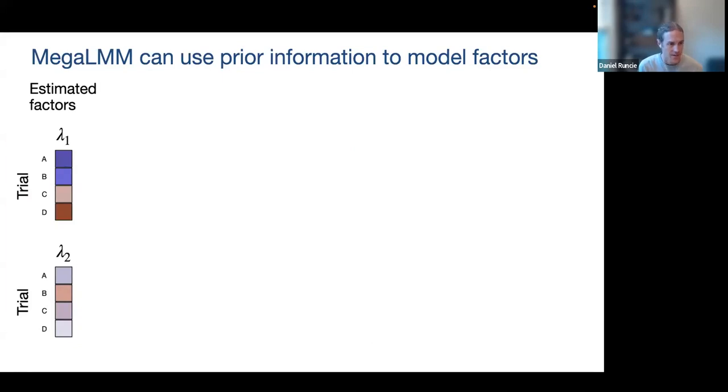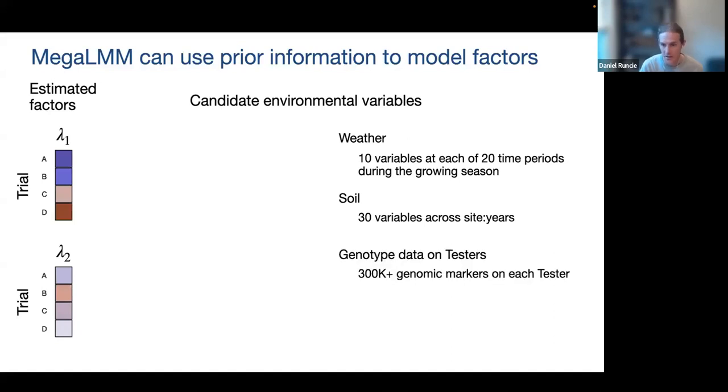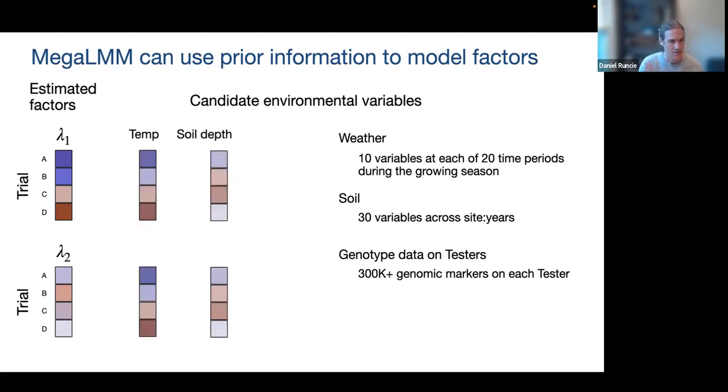And the way that we're doing that, as I've described, is that MegaLMM basically learns the correlations among trials by effectively making up these environmental covariates, which we call factors. So what we can do is collect a large set of environmental variables and form these into candidate factors. For example, in the genomes to fields data, the groups that provided the data collected data from 10 different environmental variables at 20 points during the growing season. They collected soil variables, 30 of them across the site years. And then we also have genotype data on the testers that were used to create the hybrids. And so we can form these into hundreds of candidate environmental variables. I'm just giving two examples here.